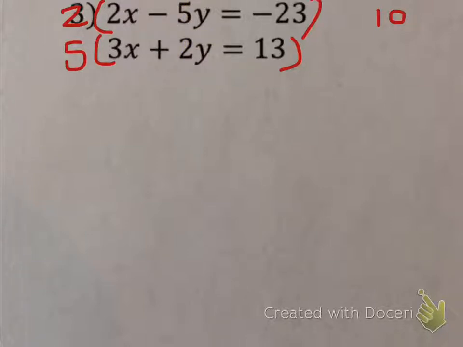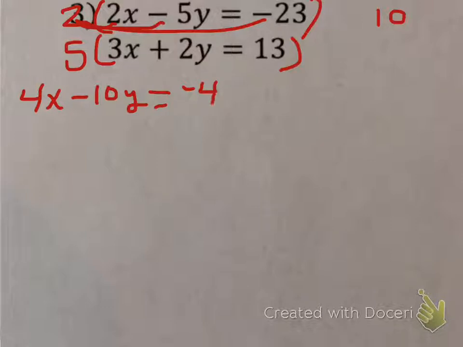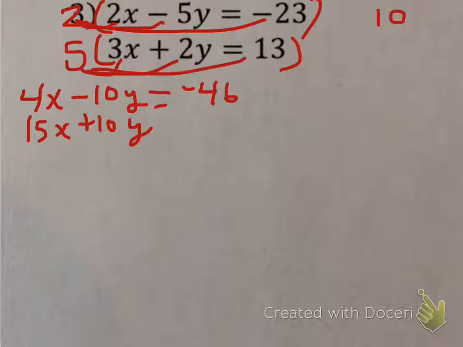So let's just multiply these numbers through and rewrite it. So here I go. 2 times 2x is 4x. 2 times a -5y is a -10y. And 2 times a -23 is a -46. Now I have to rewrite the second equation multiplying through. So 5 times 3x is 15x. 5 times 2y is 10y. And 5 times 13, I have to punch that in the calculator, is 65.